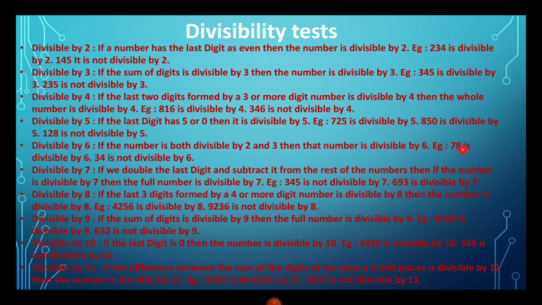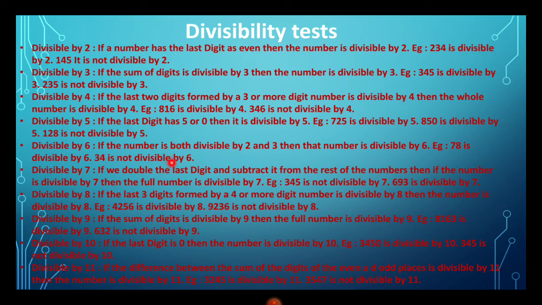78 is divisible by 2, as the last digit is even, and the sum of digits gives 15, and 5 plus 1 gives 6, that is divisible by 3. So it is divisible by 2 and 3, so it is divisible by 6. Why? Because 2 into 3 gives 6. And 34 is not divisible by 6, as 4 is divisible by 2 although, but 3 plus 4 gives 7, and 7 is not divisible by 3, so it is not divisible by 6.